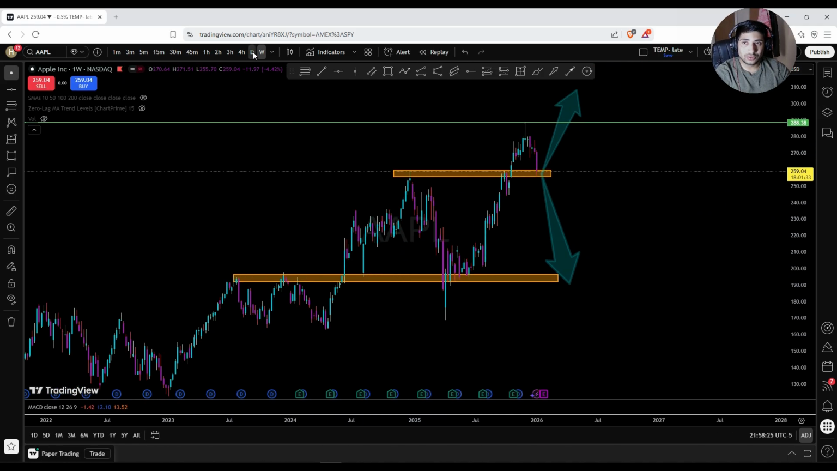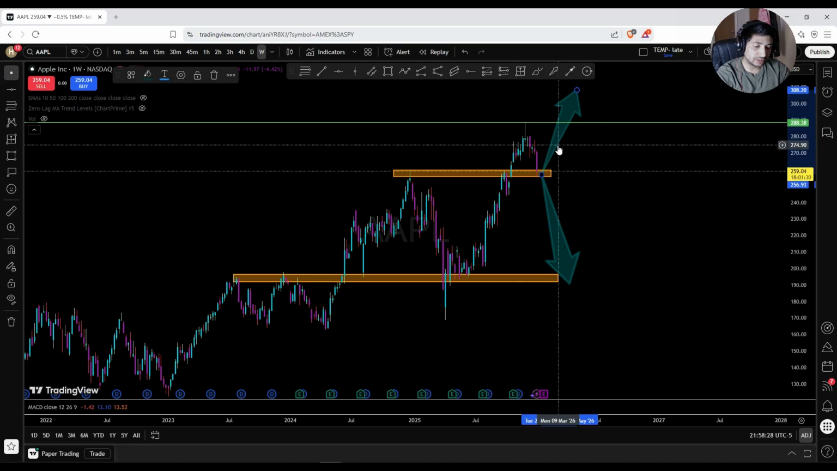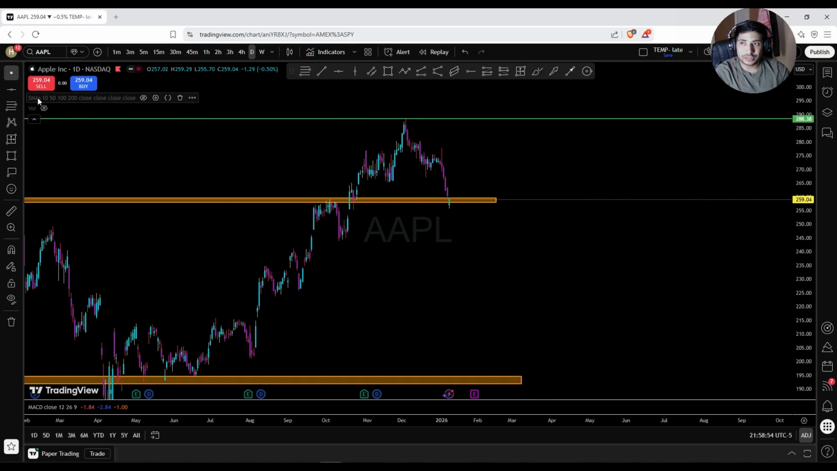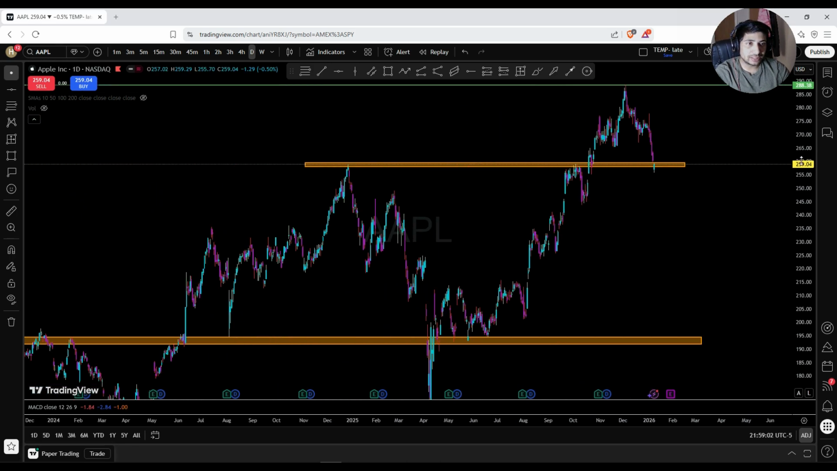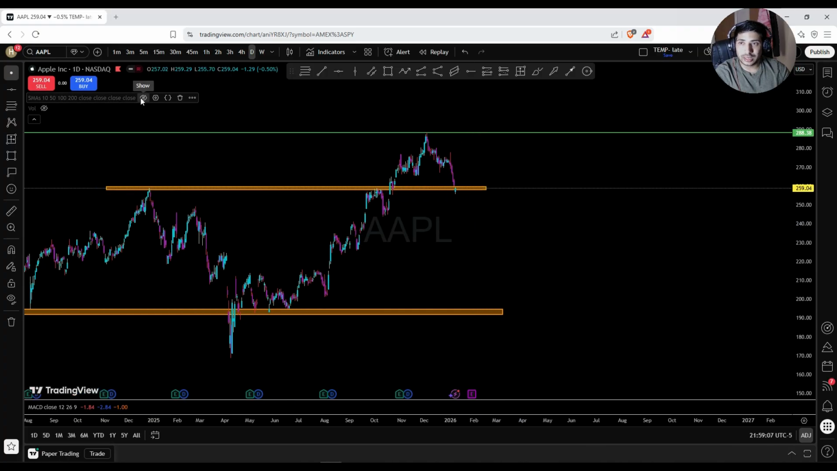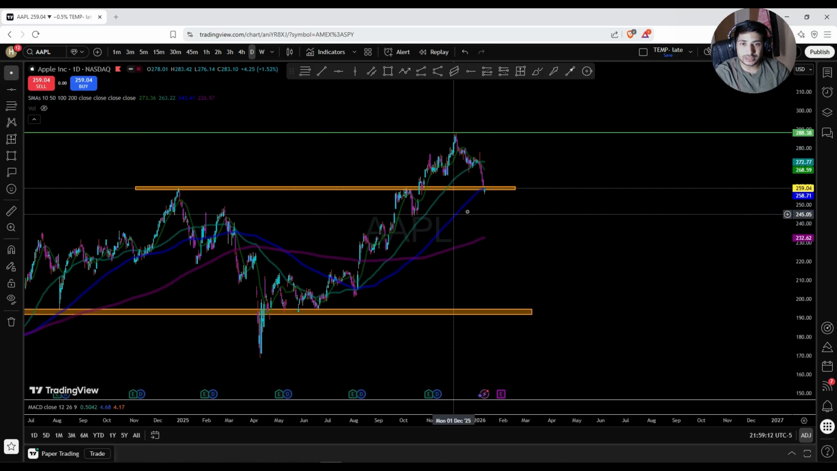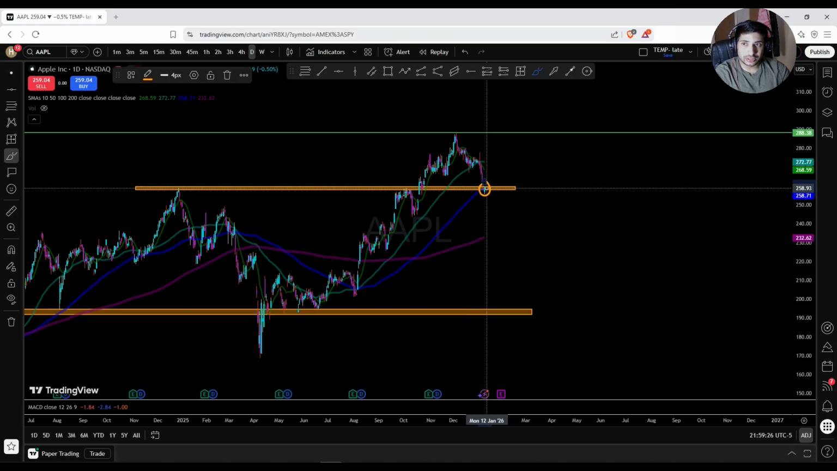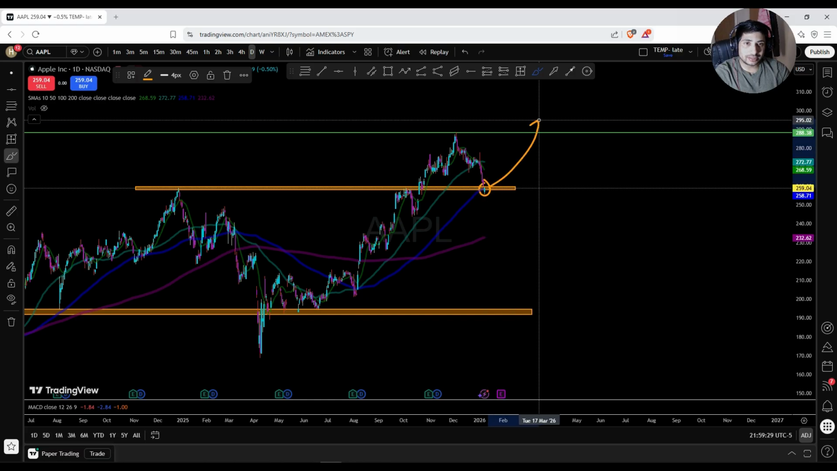Now let's go back into the daily time frame and see how it looks. I have already opened SMAs, simple moving averages, for 10, 50, 100 and 200, because Apple follows the simple moving average very nicely. On the daily, this blue line is the SMA 100, the 100-day moving average. It's right here at that point. If it hits the 100 moving average, it might bounce back nicely.